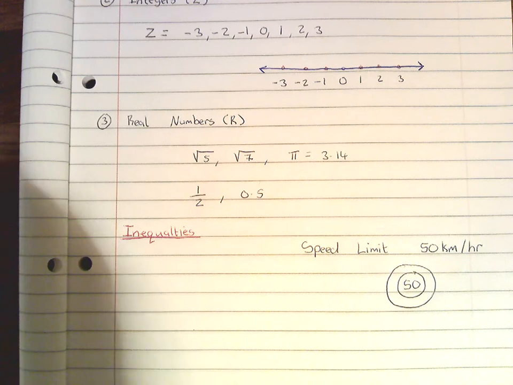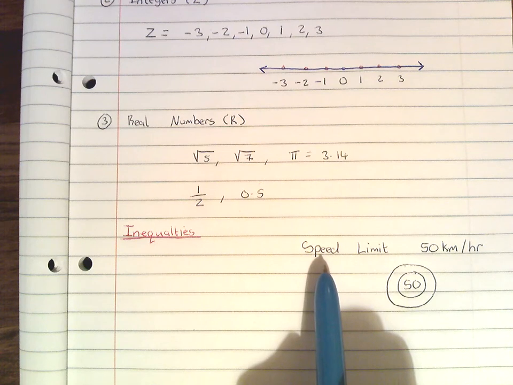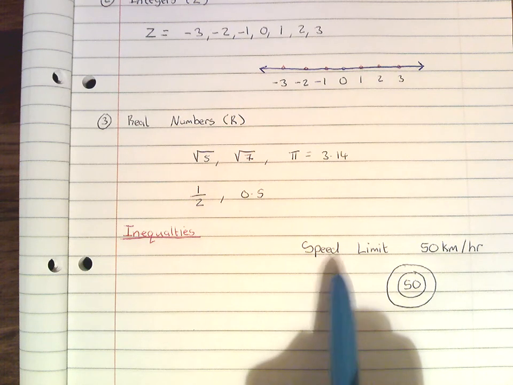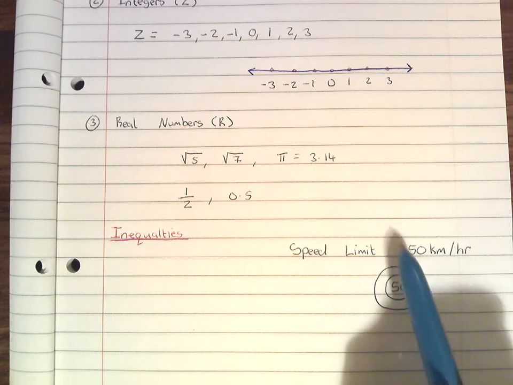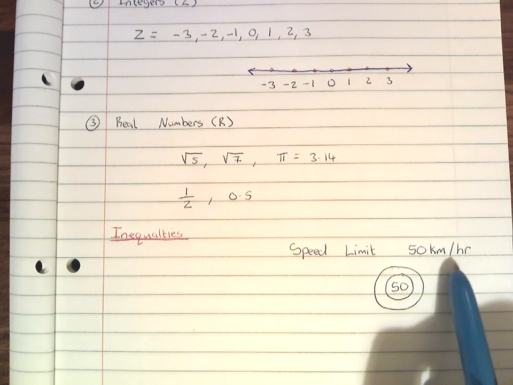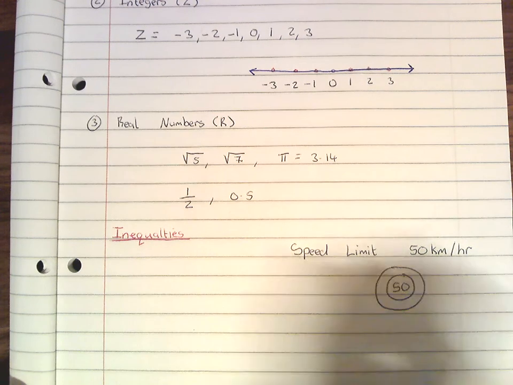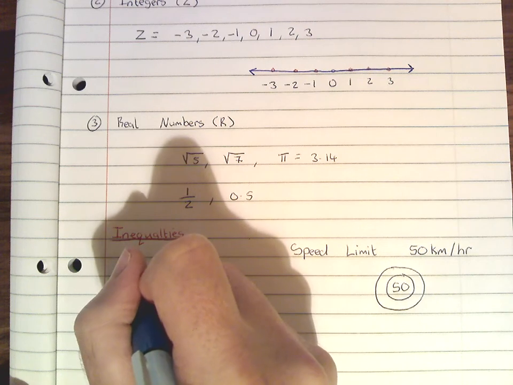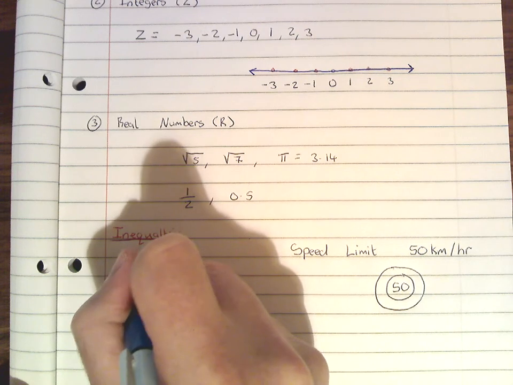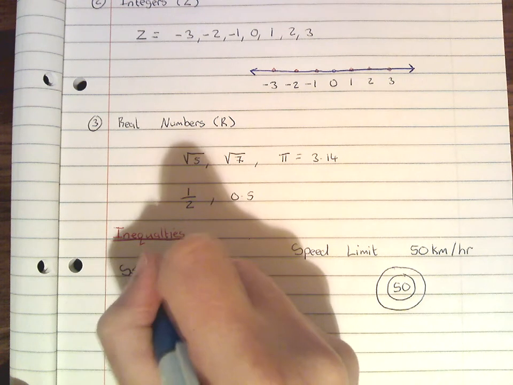So an inequality, what you can think about it as, if we think, for example, about a speed limit. So imagine on a road, there's a speed limit in which the cars on the road or trucks or whatever, they can only drive a certain speed. So they can drive, for example, 50 kilometers per hour. So what does that mean? So we could write something like S, and we can use these symbols. So we have S less than or equal to 50.